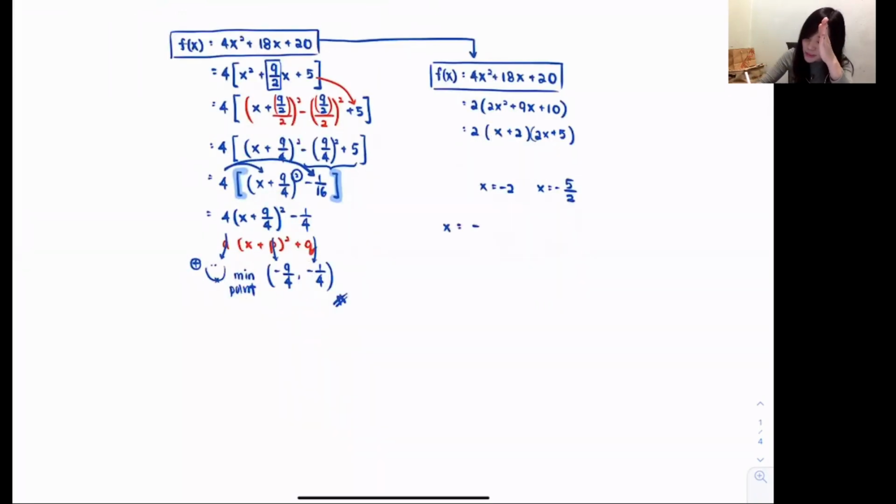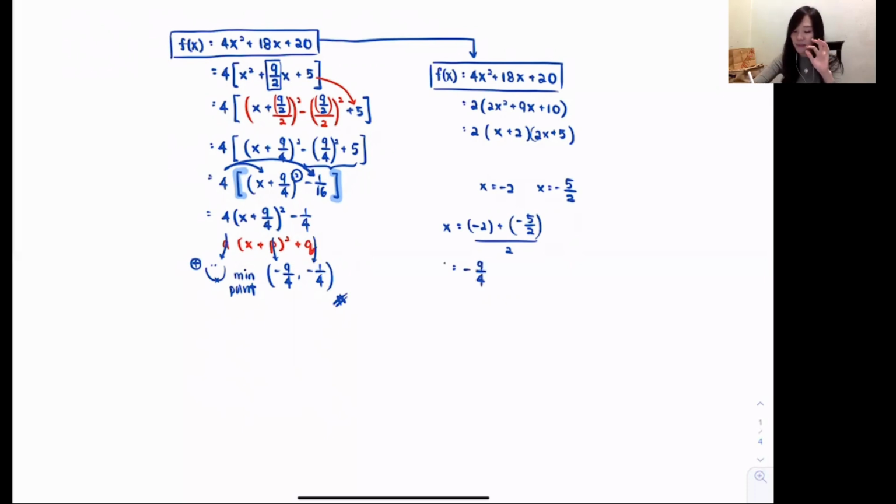Midpoint is always taking the first x-intercept plus the second one. You just add them together and divide by 2, and you will get the middle point. So negative 2 plus negative 5 over 2, divided by 2. Do you guys get negative 9 over 4?